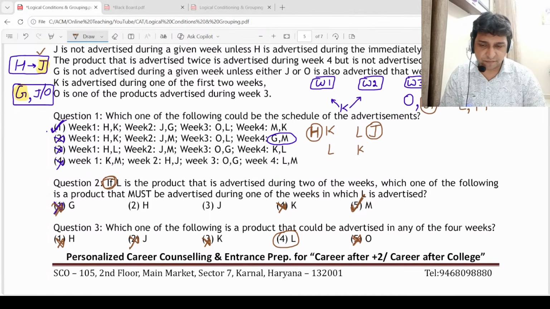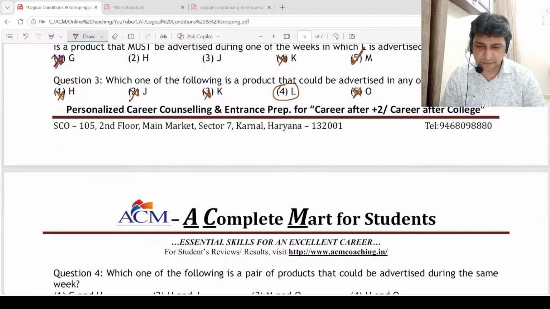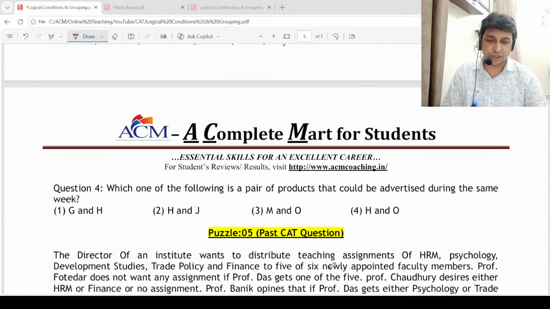The next question, if we have after this, yes, we have one more, before the last question. Which one of the following is a pair of products that could be advertised during the same week? Now, which of the products can be advertised? So H and J, of course, we can take that out.